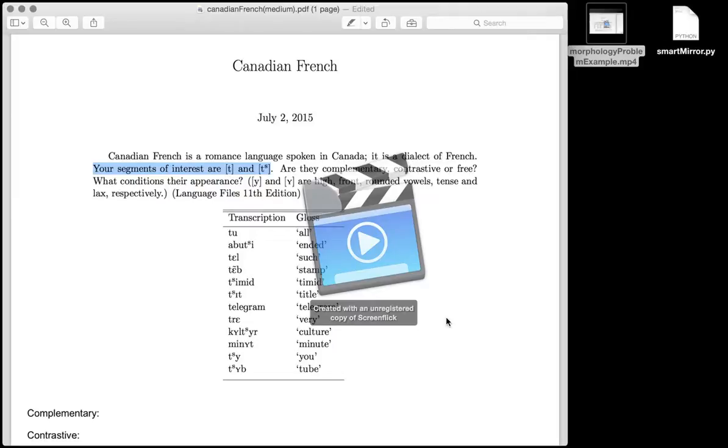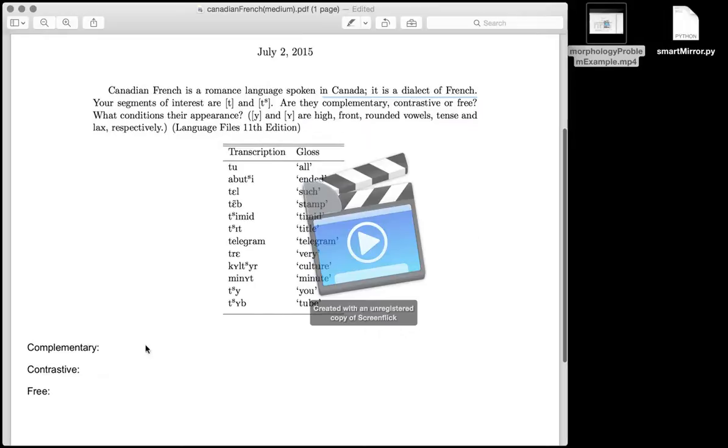It should be pretty helpful to go over these three terms again, even though they're covered in my lecture notes and in the book, of course. So complementary, contrastivity, and free variation. I'm going to begin with free variation just because it's the most uncommon and it's the one that we'll basically never do in class.